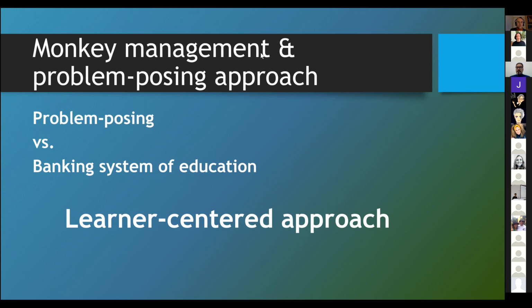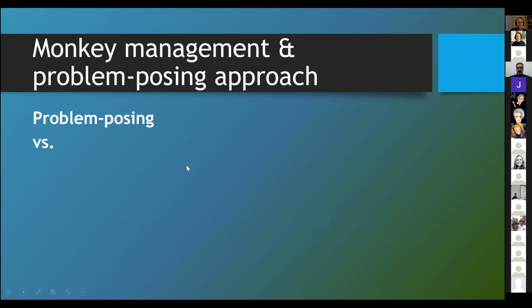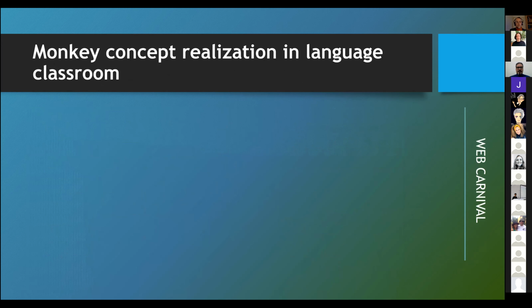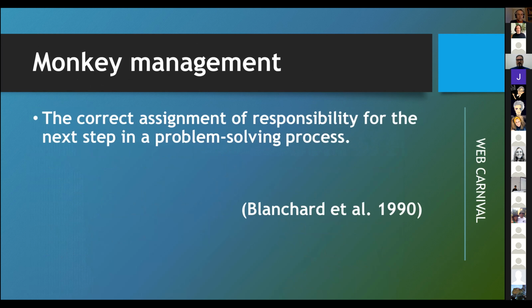So when we talk of monkeys, let me just turn back to this one. Maybe it can make it clearer. The correct assignment of responsibilities in the next step in a problem-solving process is called monkey management. Imagine a monkey is a kind of problem of the classroom. So who should solve the problem is what monkey management deals with. If you consider a monkey as a problem in the language classroom, monkey management means who is responsible to solve the problem. Am I clear? I hope I am. Okay, good.